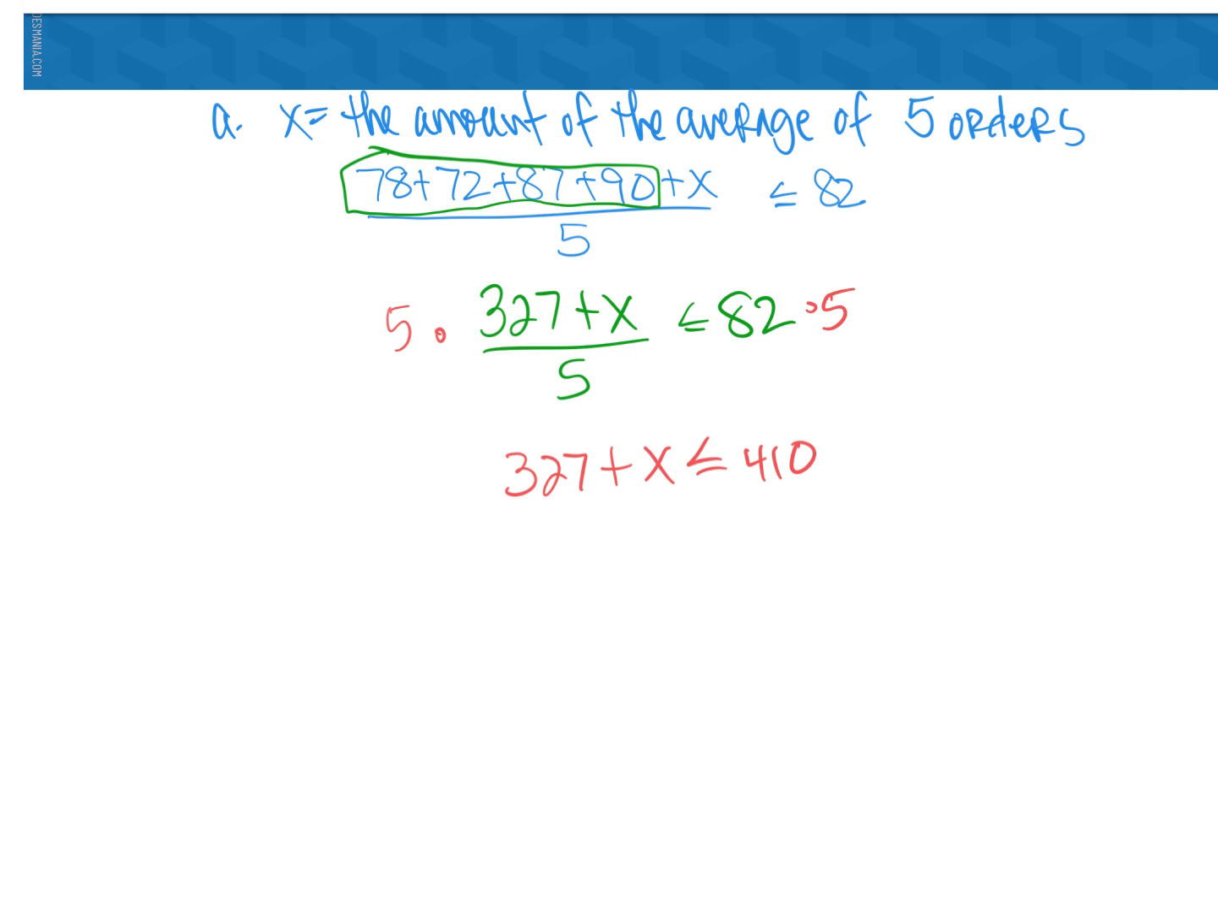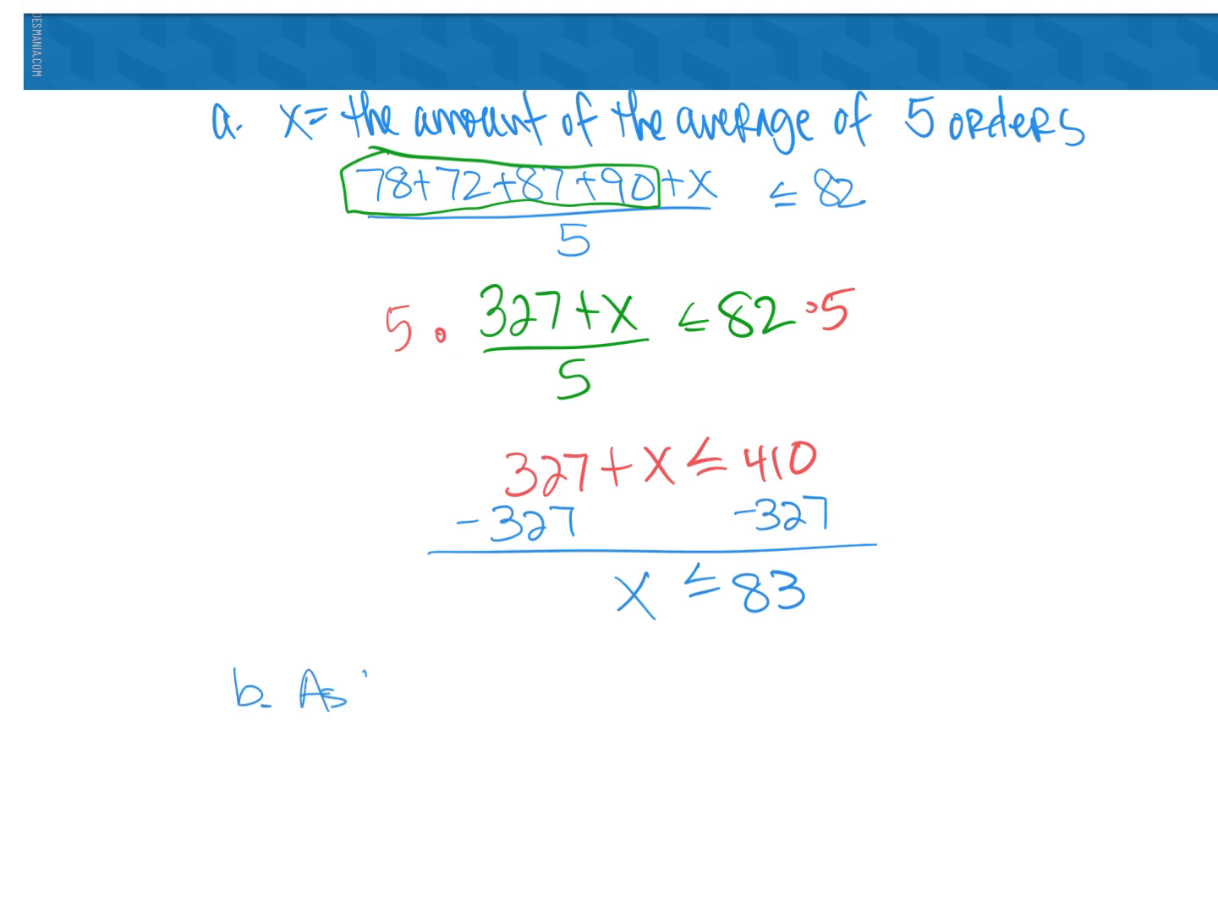So we're going to subtract off 327. So now we're going to have x is less than or equal to 83. So as long as the order is less than $83, the average of the 5 orders will be less than 82. So we're going to put this into a sentence.